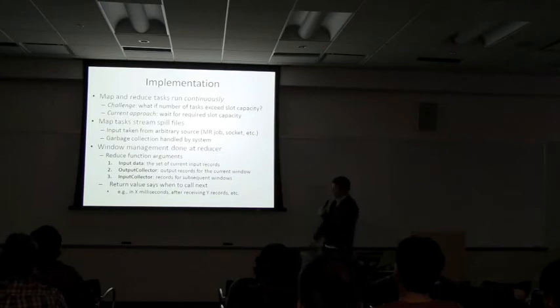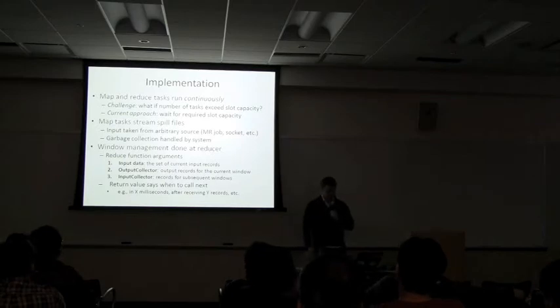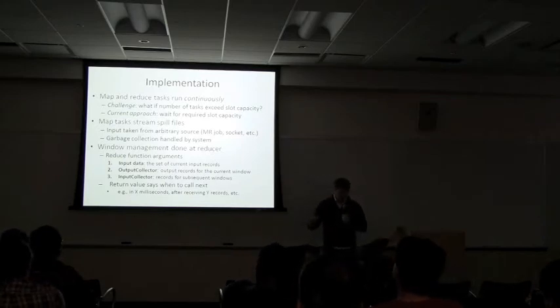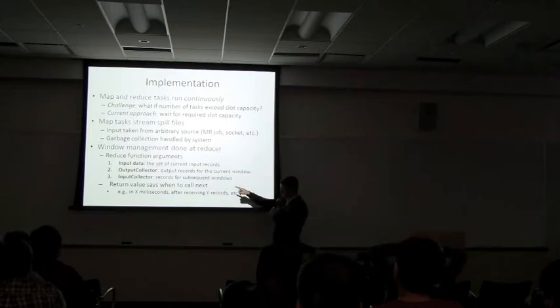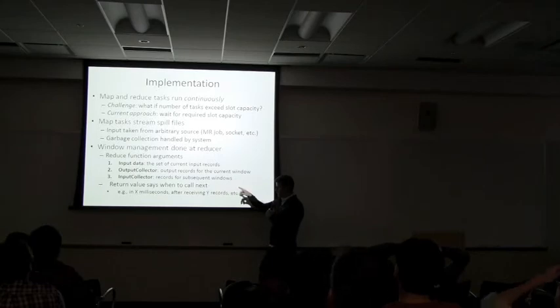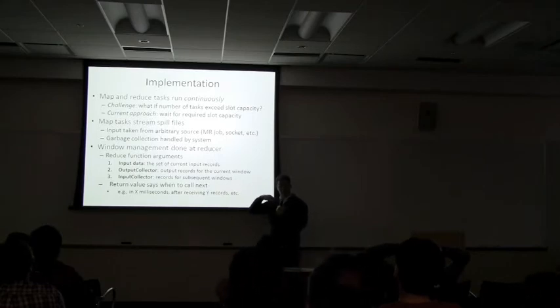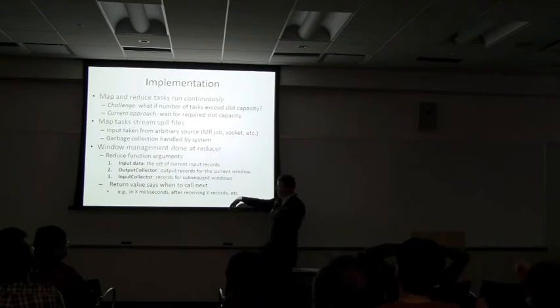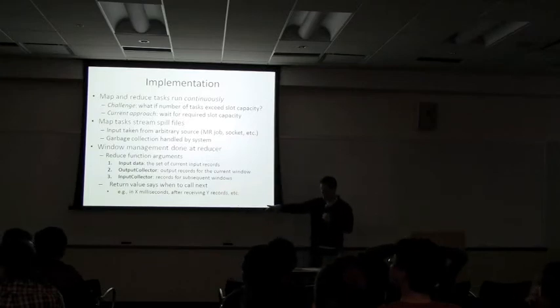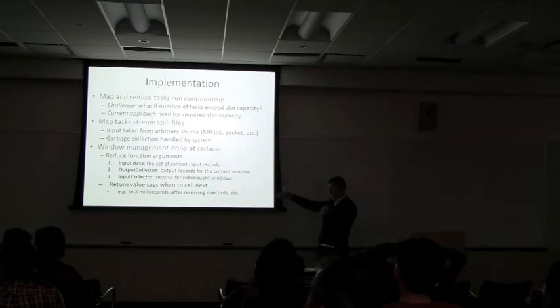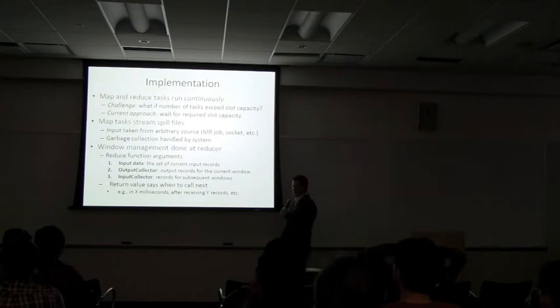And window management is done by the reducer. So for this case, we actually had to extend the reduce function interface. Before, the reduce function interface took the input data in the form of a record, which I showed you. It also took an output collector, which allows the reduce function to send that list of values to the output. We added an input collector as well. Now let me explain what the input collector is for. Let's say you want a window of 5 records.